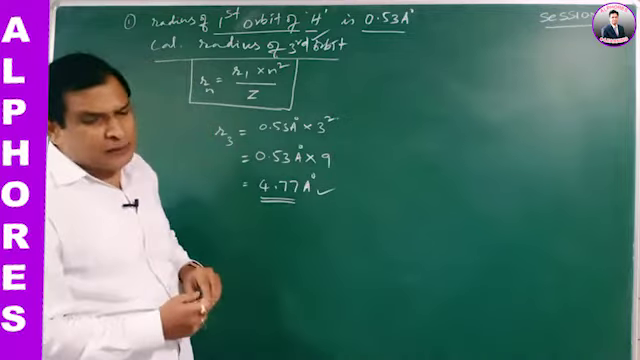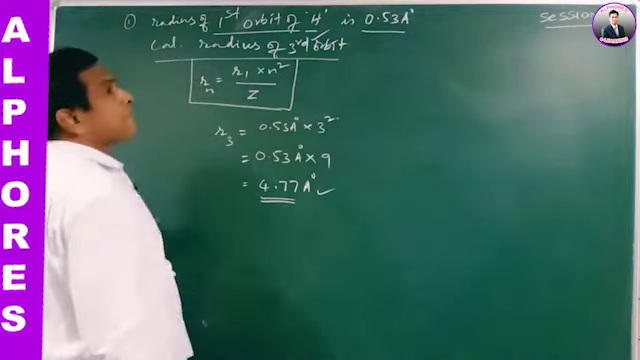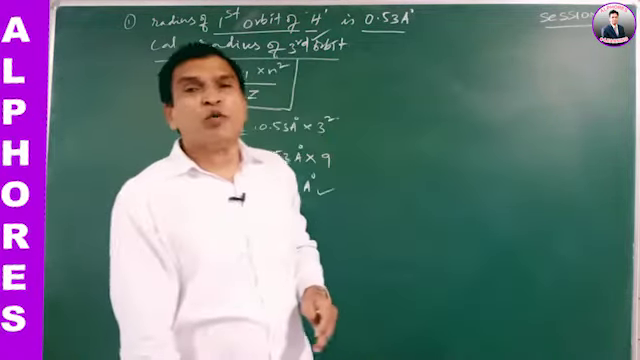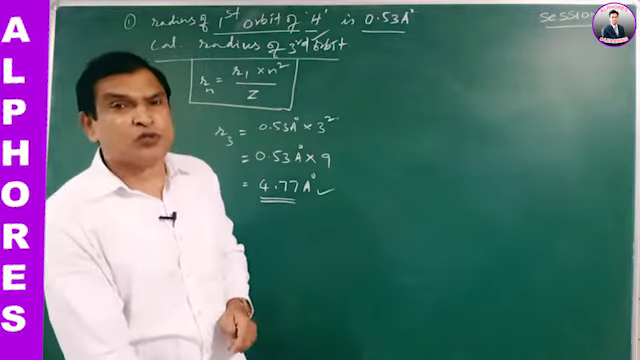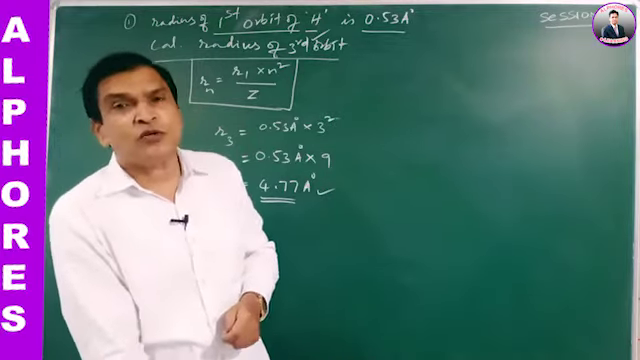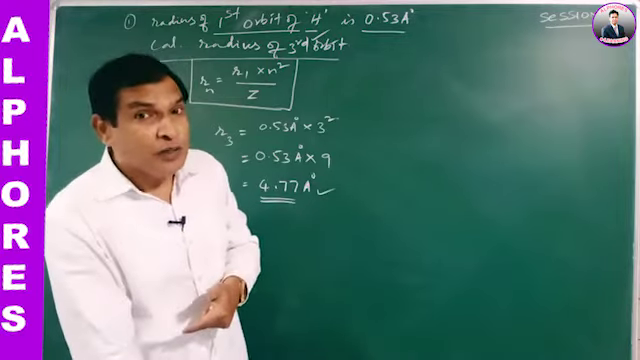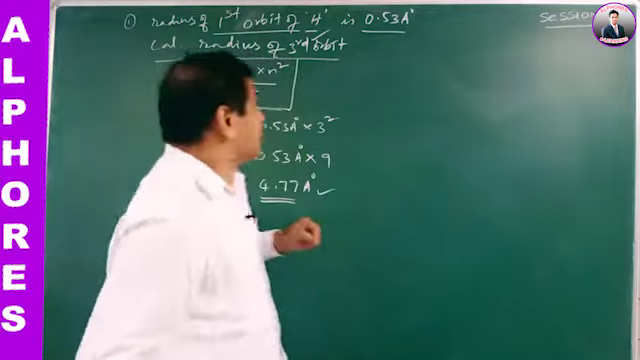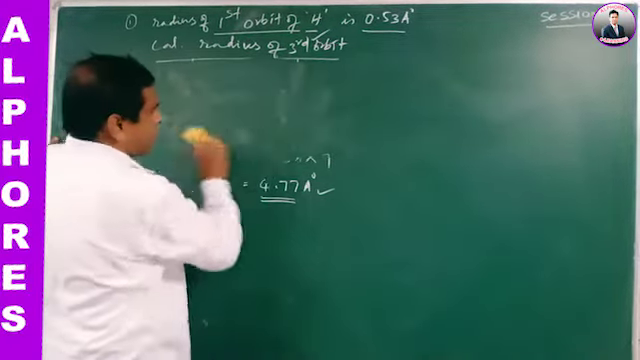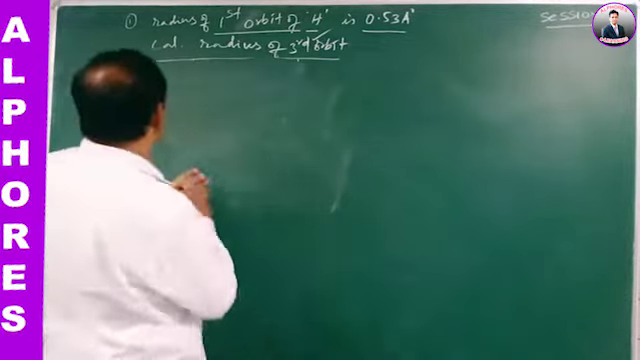According to Bohr's theory, the angular momentum of the electron, mvr, is equal to nh by 2 pi. Okay, that means mvr is equal to nh by 2 pi. What is the angular momentum value in the fifth orbit? Okay, that is the question. Let us remove this. Let us write the question. I will write the question here only.